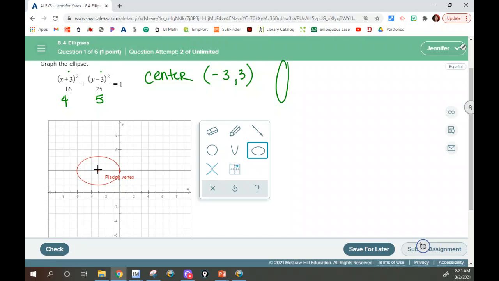We always go horizontal first, if I remember right. So now from here I'm going to go 4. 1, 2, 3, 4. And then I'm going to go from that center again. What was my distance from the center? 5. So 1, 2, 3, 4, 5. It's that friendly. We'll do another one, so we're good at it.